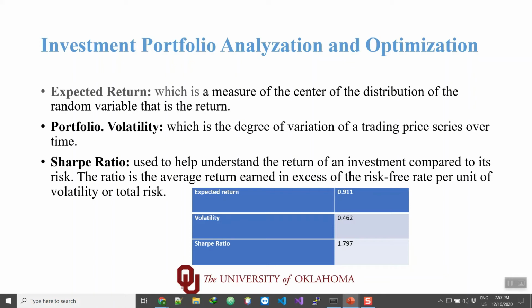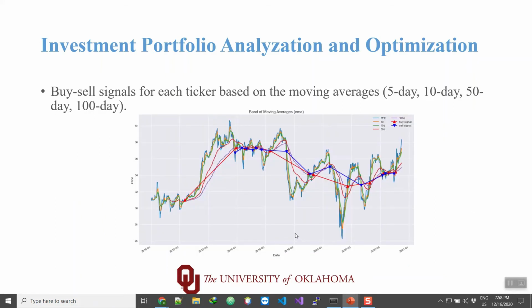Depending on our portfolio, this is what we get for expected return, which is 91%, and our volatility is like 46%, which is pretty high because we have a lot of volatile stocks. I would assume Tesla and maybe PFE, Pfizer, are doing a huge part of that. Sharpe ratio is 1.79.